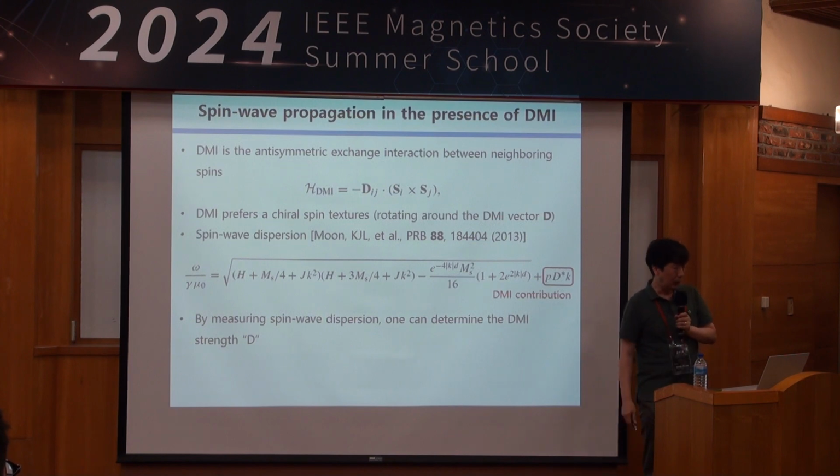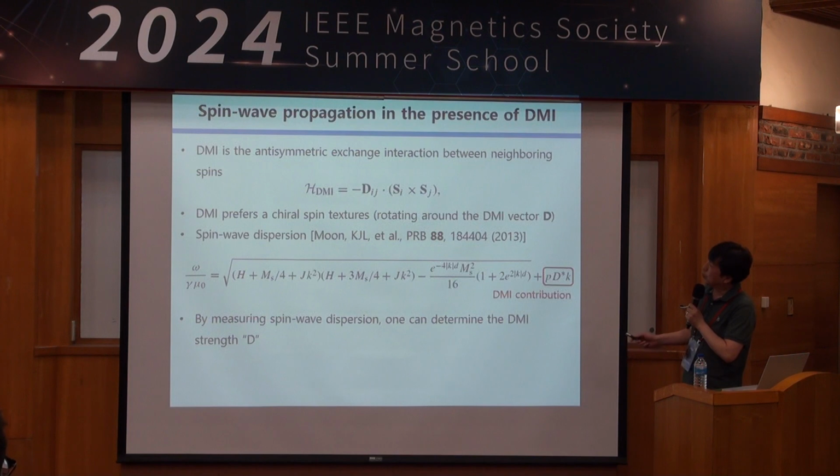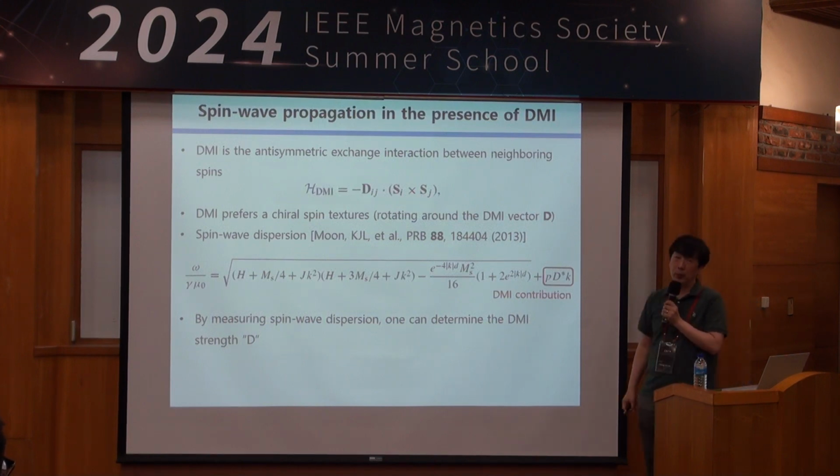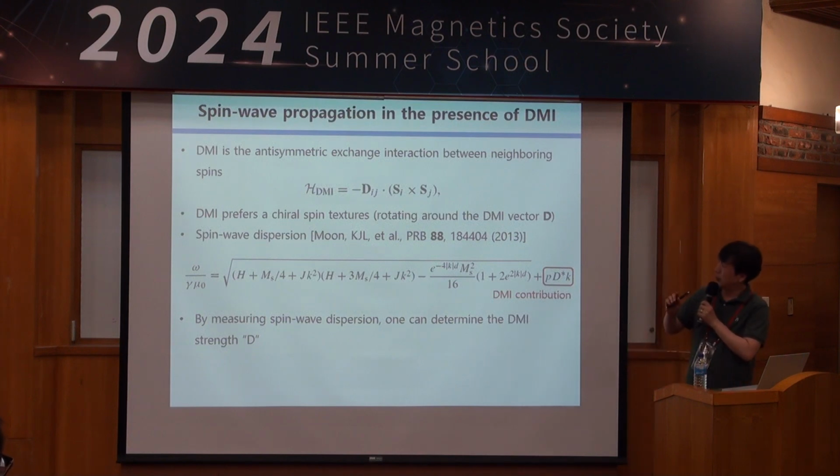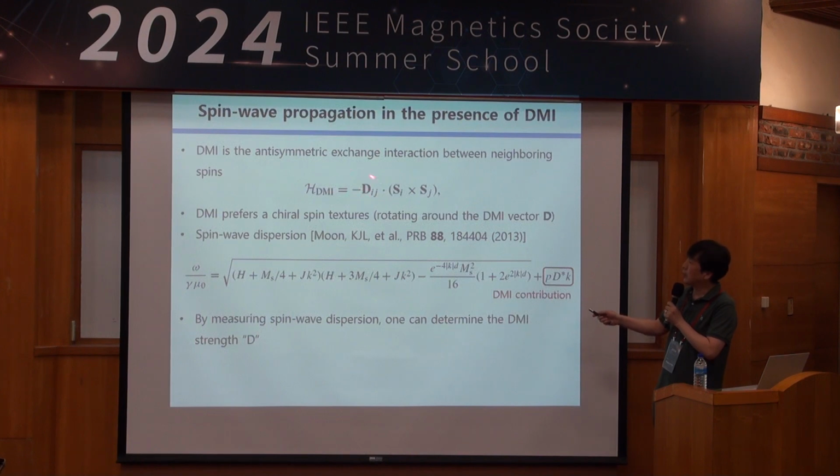Another example is spin wave propagation in the presence of the DMI. As you know, DMI is the antisymmetric exchange interaction between neighboring spins, characterized by this formula. It favors making the spin directions Si and Sj perpendicular to each other, if it is allowed. And it is counterclockwise or clockwise depending on the sign of this DMI vector.